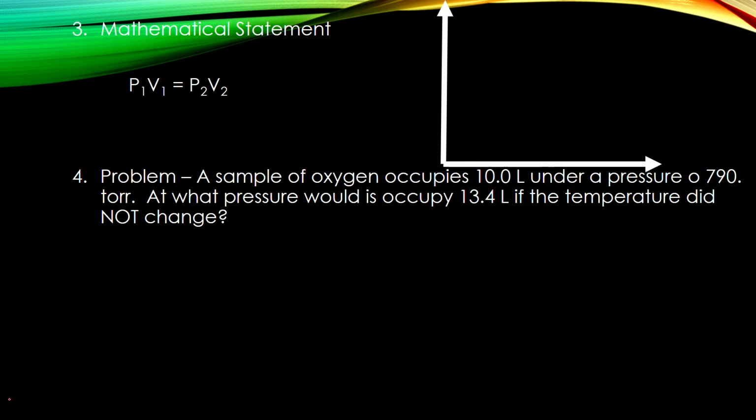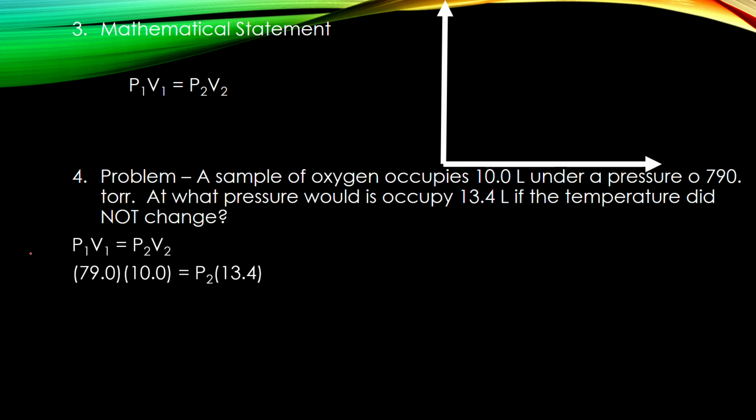All right, so our first problem here. A sample of oxygen occupies 10.0 liters under a pressure of 790 torr. At what pressure would it occupy 13.4 liters if the temperature did not change? So let's take a look here. We're using the equation P1V1 equals P2V2. It doesn't matter which one you substitute in. I usually use the convention that 1 is what I'm starting with and 2 is what I'm ending with. That way I always keep my things grouped together.